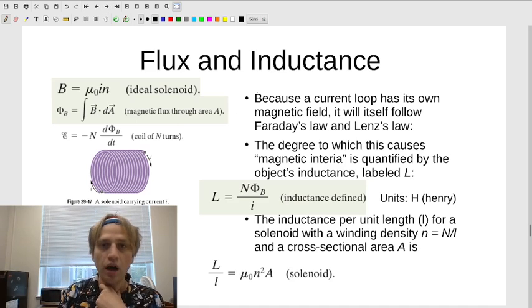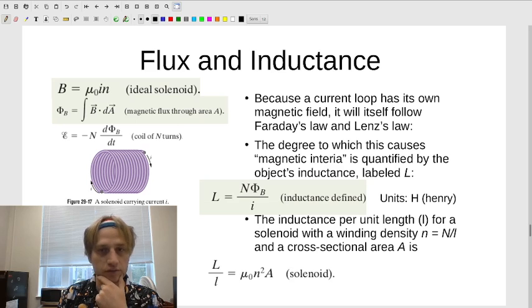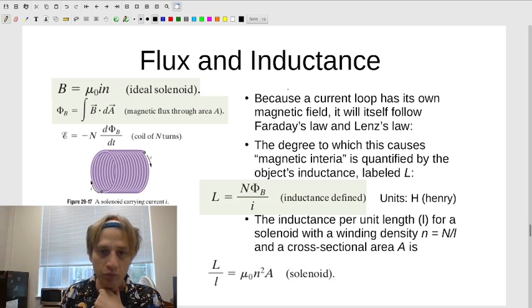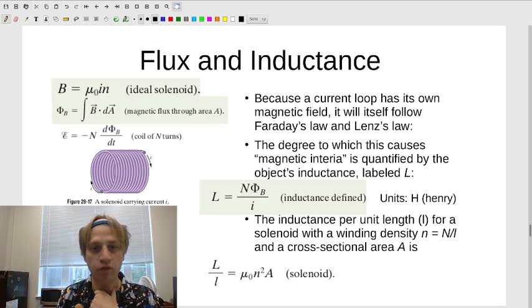So, as we said, because a current has its own magnetic field, it will follow Faraday's law and Lenz's law. Okay, that makes sense because those are laws of electrodynamics. Now, we're going to have some weird units on this. It's going to be flux per current, so Webers per amp. Of course, you can simplify that if you want. But the unit on it is a Henry. A Henry is a Weber per amp.